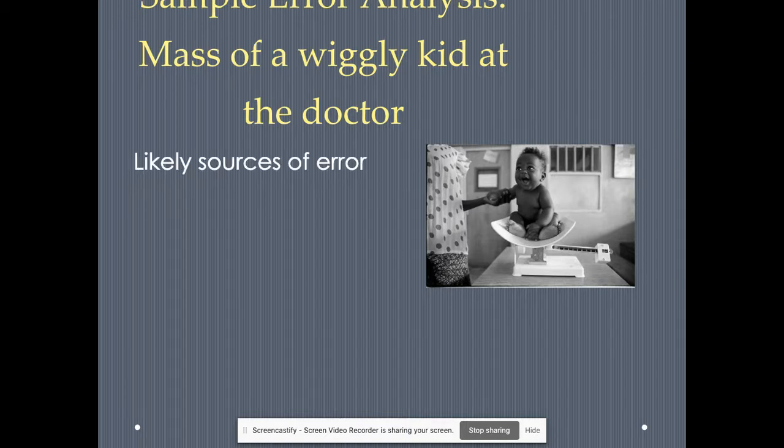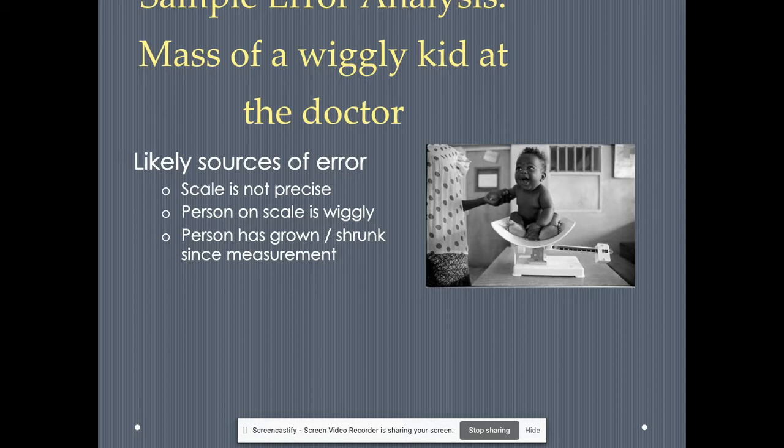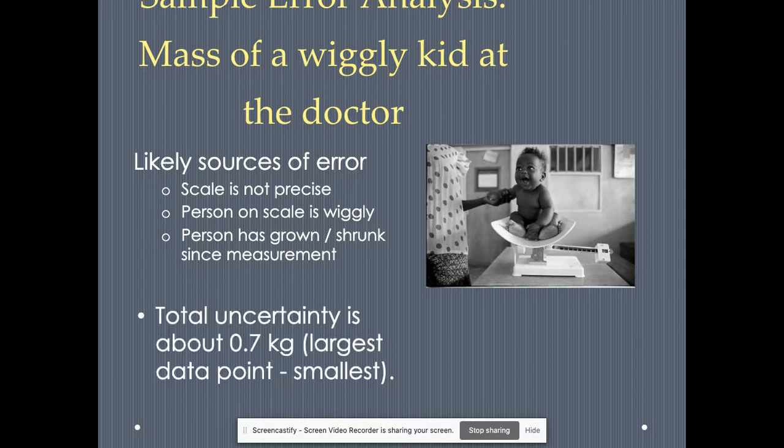So here are your sources of error. The first one: the scale ends up not being precise. Maybe the scale wasn't calibrated correctly, which is actually pretty common. That person is wiggly on the scale, so it keeps messing with the mass. Maybe the person has grown or shrunk since that measurement, maybe after a certain amount of time, but I don't know, that's an okay one.